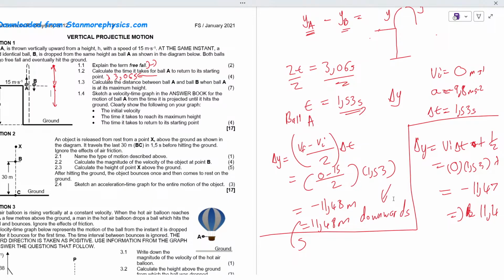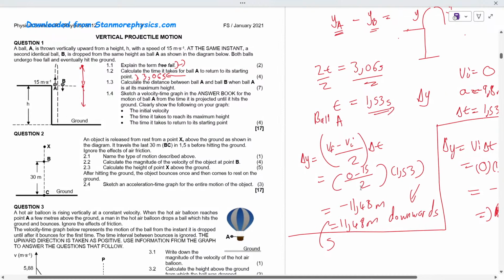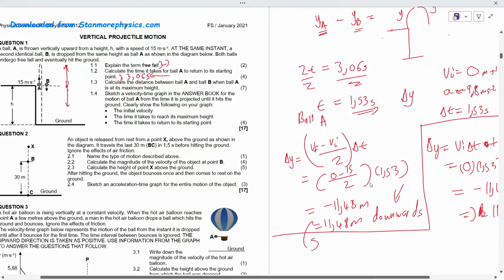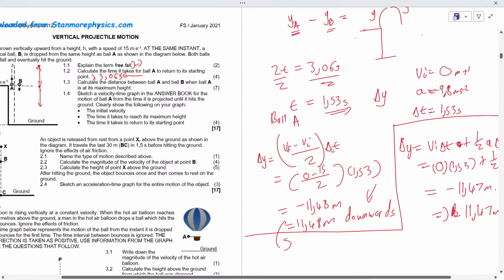But let's check all the variables that we have put. V final is this one, 0, and this one is this one. We took upwards as positive, right? Yes, upwards is positive. So it's supposed to be minus 15. Minus 15. Okay, so the time and everything.